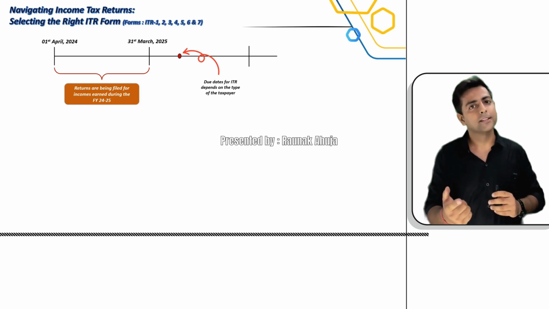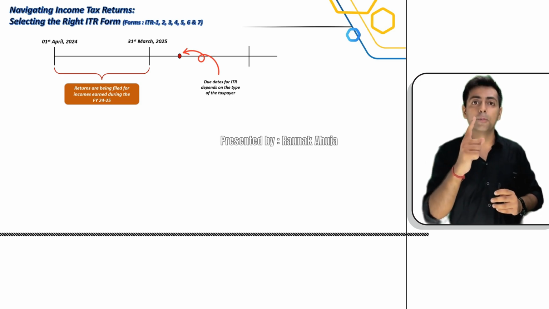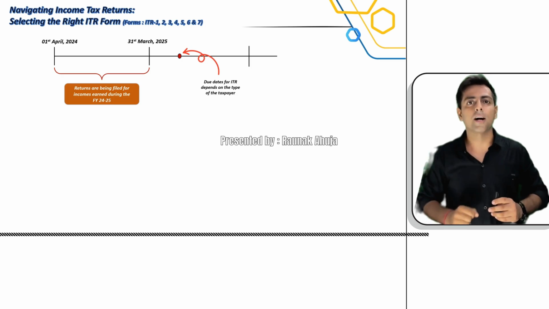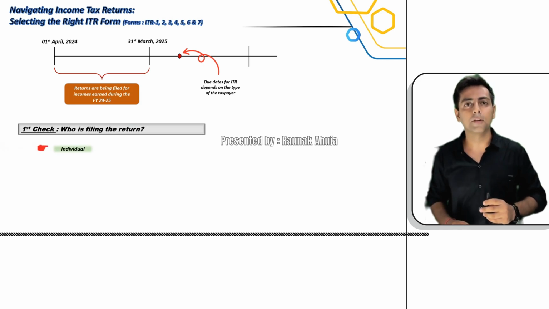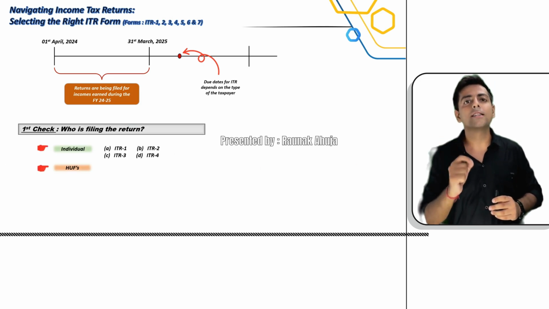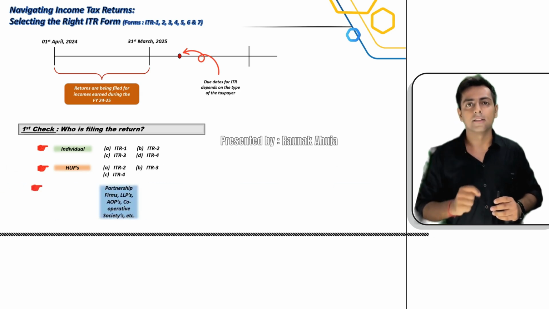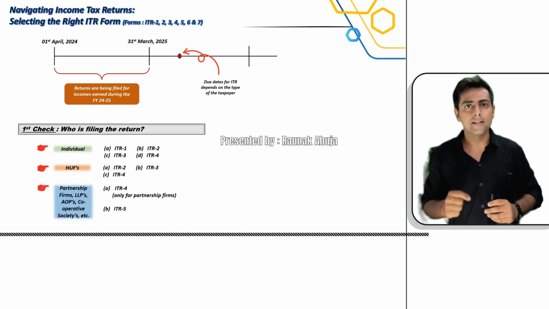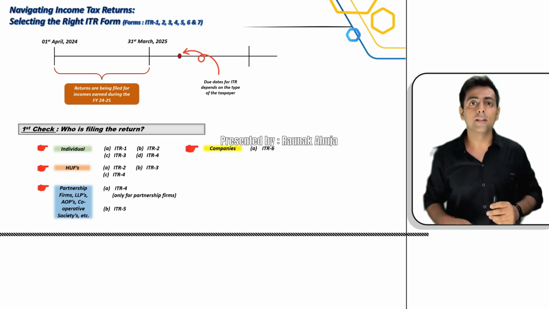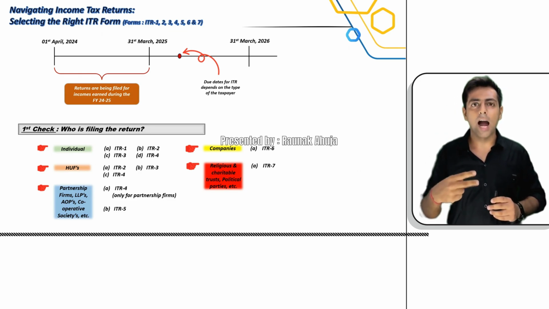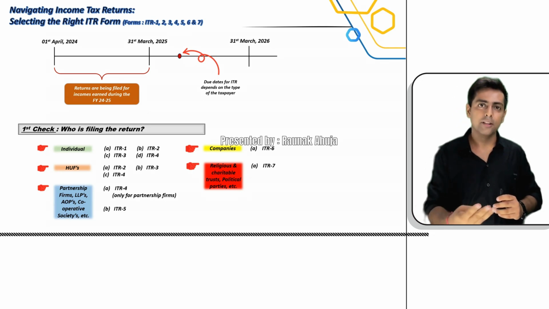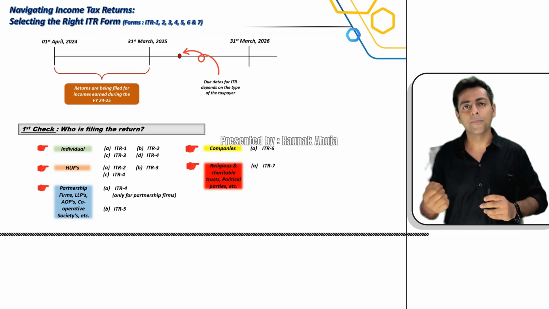Now, the due date for filing the ITR depends upon the type of the taxpayer who is filing this income tax return. Which brings me to the first part of today's video. The first thing that we need to check is who is actually filing this return. In case it's an individual, the forms that are available to an individual are four types of forms: ITR 1, ITR 2, ITR 3, and ITR 4.